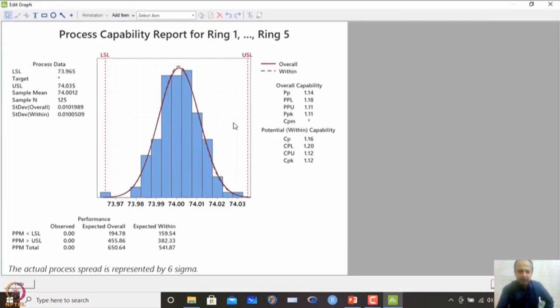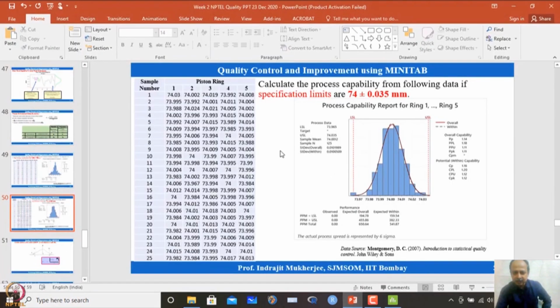At present, we do not want to see all of that. What you see is that LSL is taken as 73.965, USL is taken as 74.035. I have not given the target over here, I have only given the width band that is given by the customer, and then I will only see the CP index that you see over here. This CP value is 1.16 and that is the formula that we are using over here.